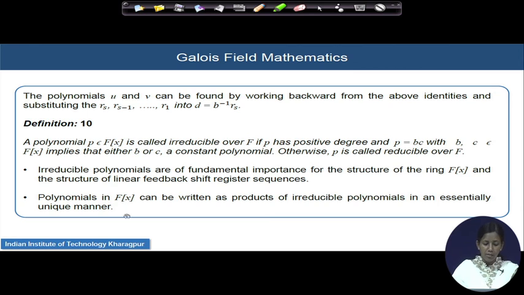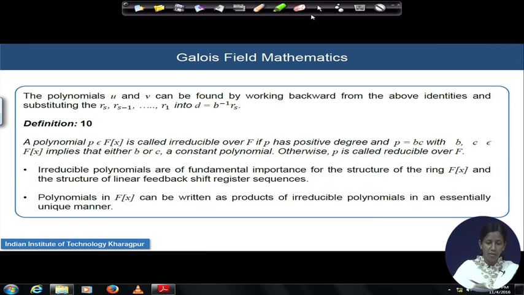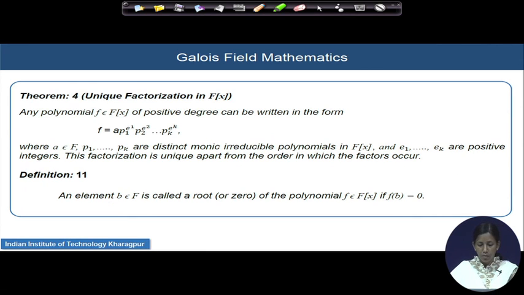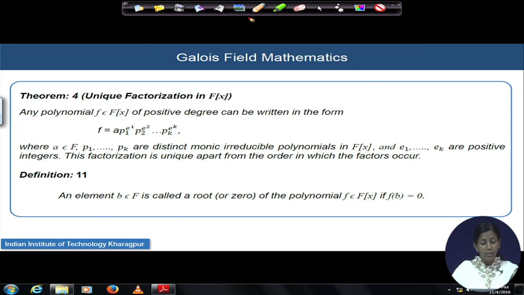The polynomials in F x can be written as the products of these irreducible polynomials in an essentially unique manner. You can verify it with some example. Now, let us come to unique factorization in F x. Suppose a polynomial f exists over the field F x, and it has a positive degree. So, if it has a positive degree, I can express it in this form.